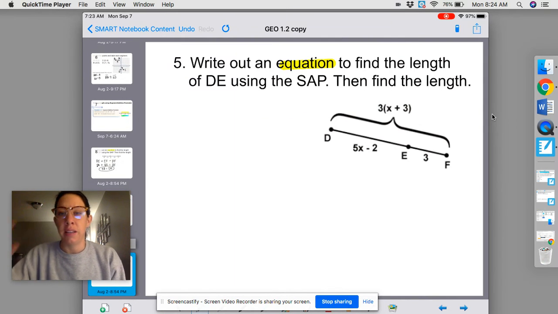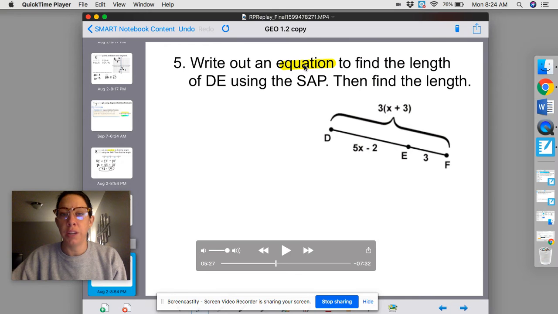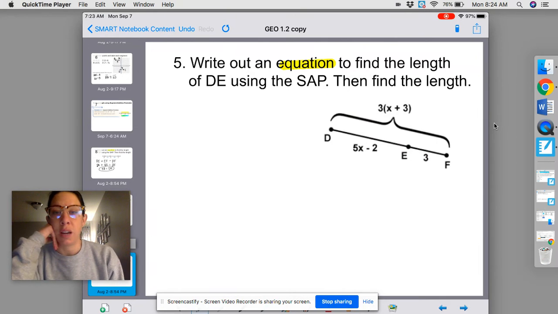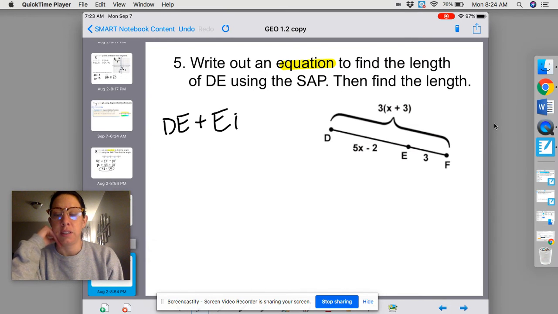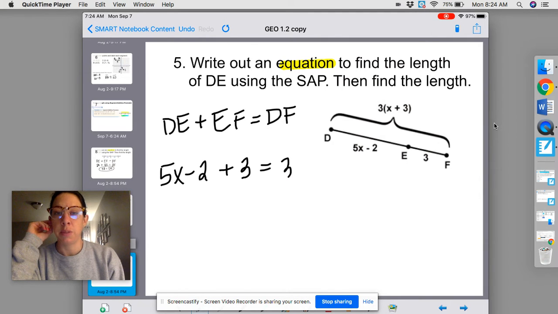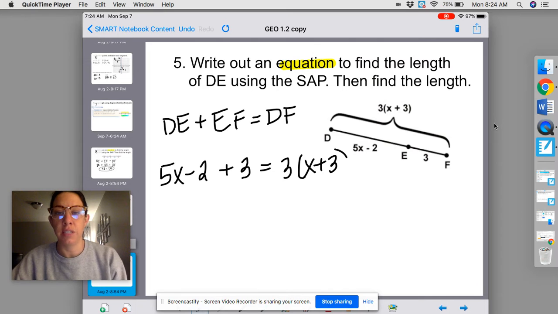So here's where it gets a little tricky, and this is why writing out the equation is essential. Because now I have these variables, these expressions, and it's a little bit harder to just picture what you need to do. So I always want you writing out the equation. So DE plus EF equals DF. Now I'm going to replace, or plug in, substitute. Actually, that's the correct term. I'm substituting 5x minus 2 for DE. I'm substituting 3 for EF. And I'm substituting 3 times the quantity x plus 3 for DF.